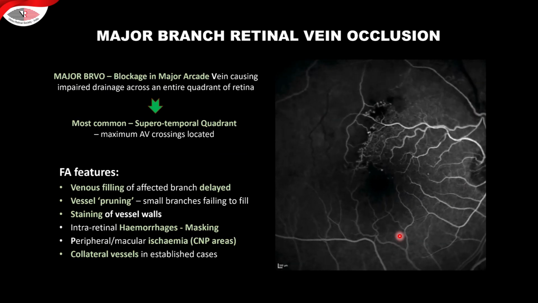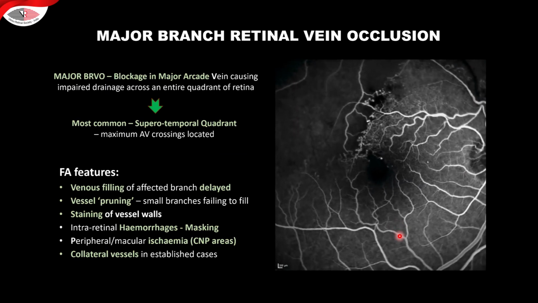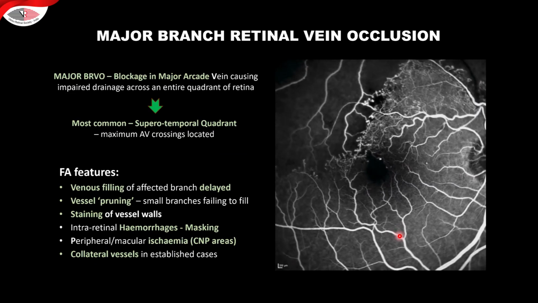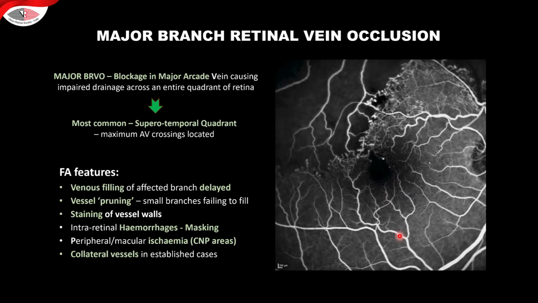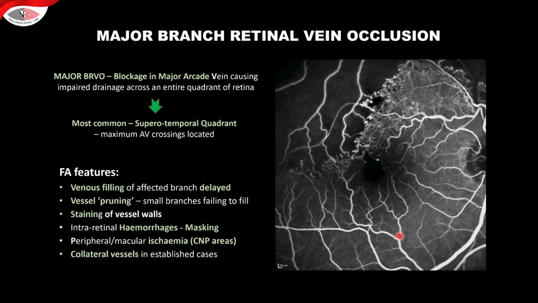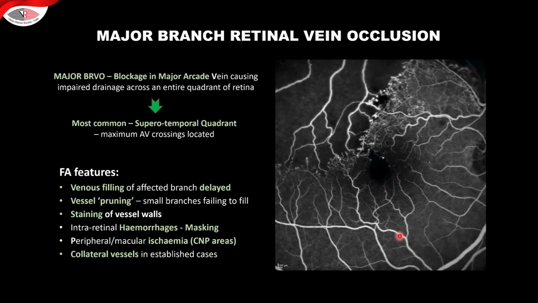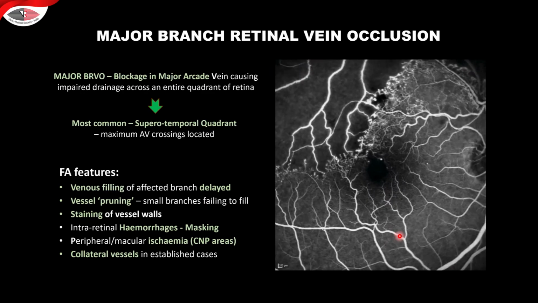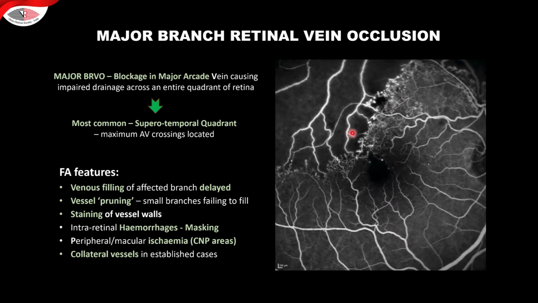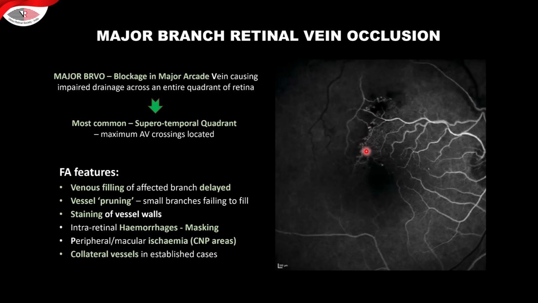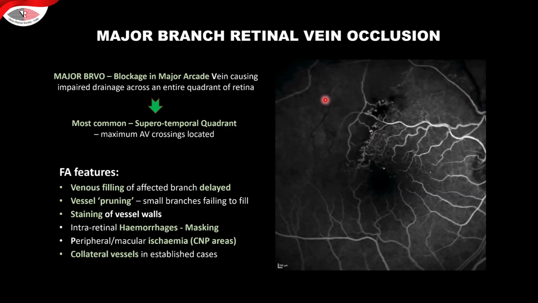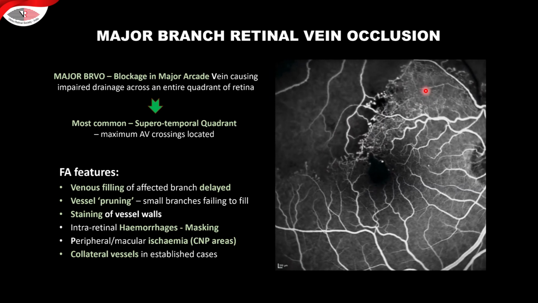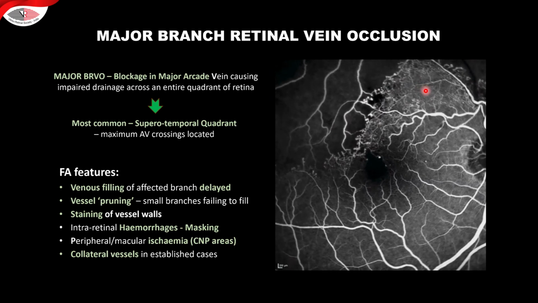So the major BRVO is a blockage in the arcade vein causing impaired drainage across the entire quadrant of the retina. Most common is the supratemporal quadrant, which has the maximum AV crossings located. So the features are, of course, in the early phase it will be masked by hemorrhages, and eventually you look for ischemia. You look for intraretinal hemorrhages, collateral vessels. As you can see, all this establishment is there. And if you are trying to laser this, you should leave the area of collateral activity alone because that does help to some extent in keeping the macular perfusion on.